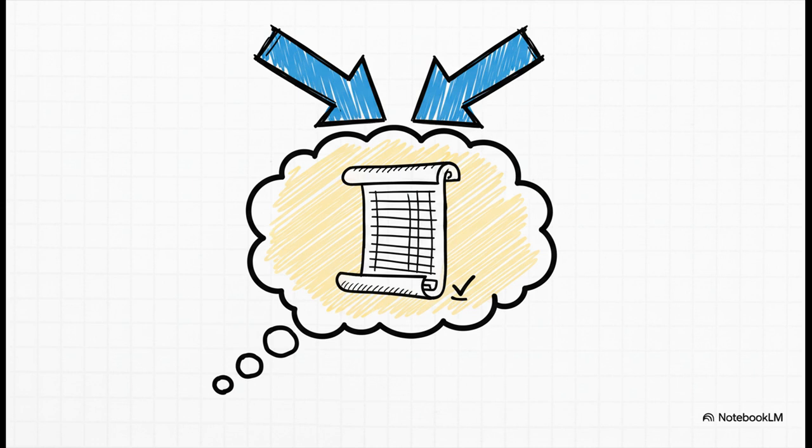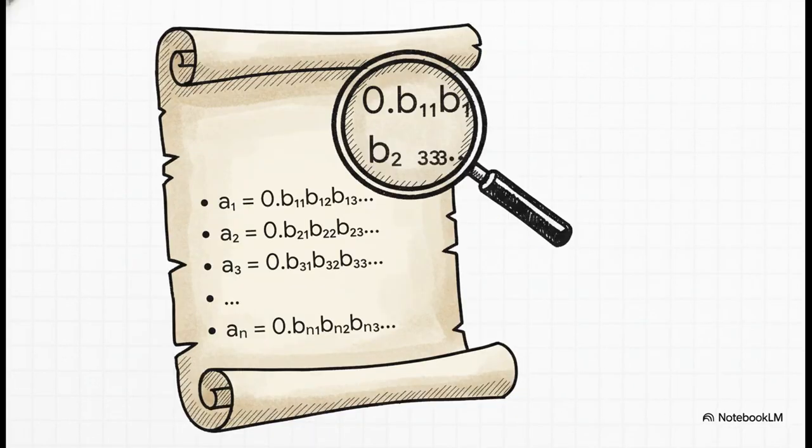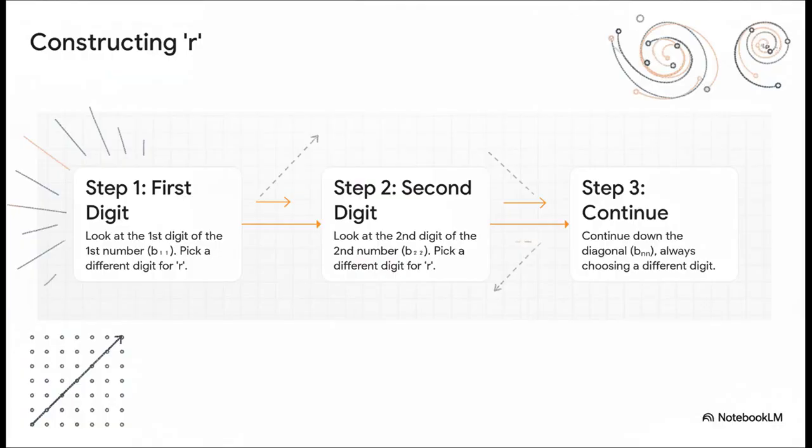The way this works is we start by assuming the exact opposite of what we're trying to prove. So let's just assume for a minute that the real numbers are countable, that we actually can make a complete list of them. So if we could make that list, it would have to look something like this, right? The first number, A1, has its own decimal expansion. The second number, A2, has its own unique expansion. And this list, according to our assumption, goes on forever and contains every single real number between 0 and 1.